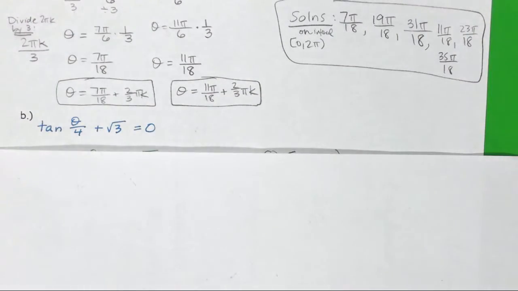Alright, so for part B, tangent of theta over 4 plus root 3 equals 0. And this is tangent.